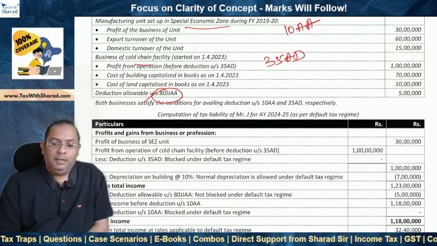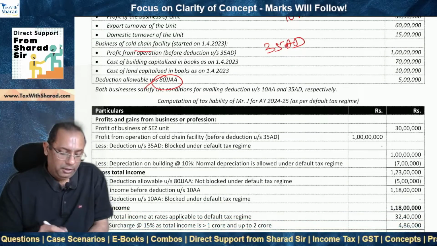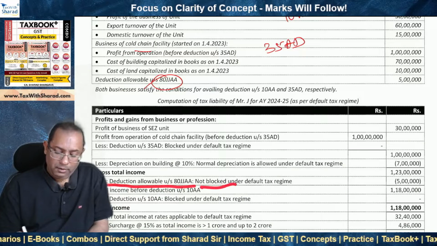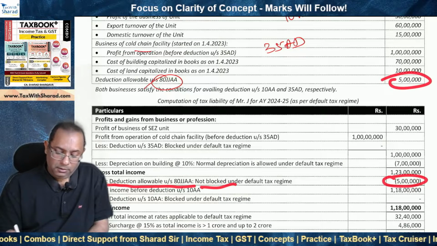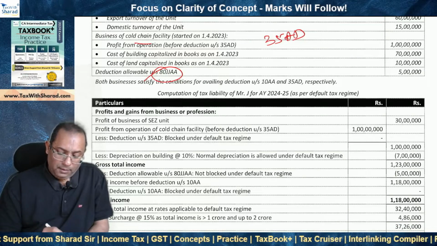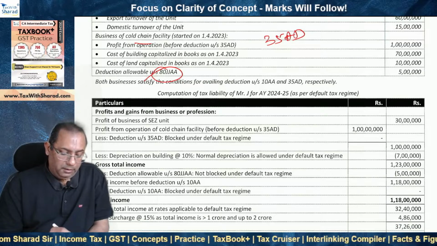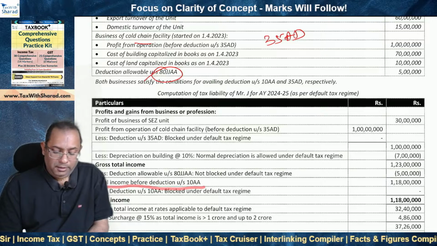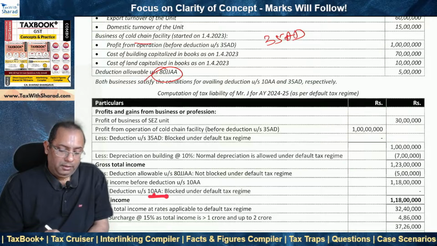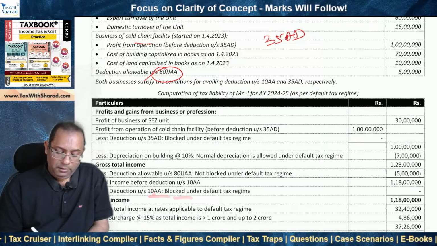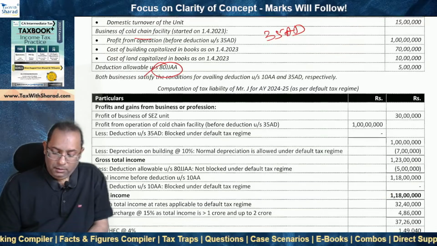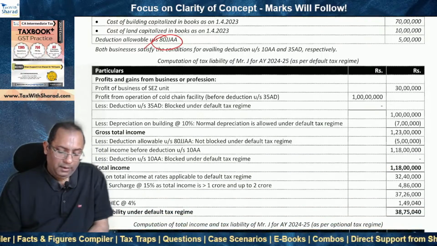Now 80JJAA is not blocked under the default tax regime, so less deduction allowable under 80JJAA, not blocked, 5 lakh rupees. So total income before deduction under section 10AA. At this point, you are supposed to allow deduction under 10AA, but it is blocked under the default tax regime, so nothing. So basically total income comes to 1 crore 18 lakh rupees.